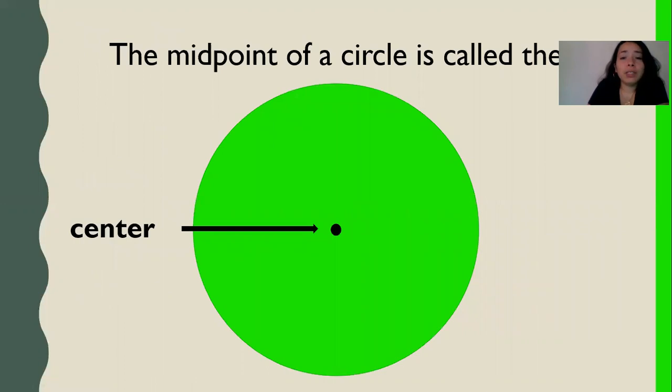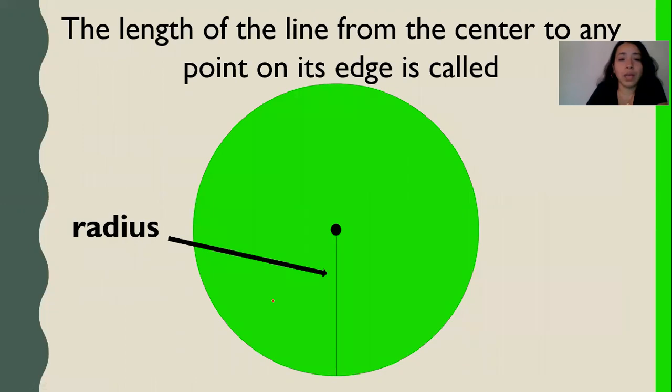So the midpoint of a circle is called the center. So on a circle, also since we're focusing on just the parts of the circle for today, that is the center. Now, let me go ahead and move this out of my way. Give me 1 second while I move this taskbar.